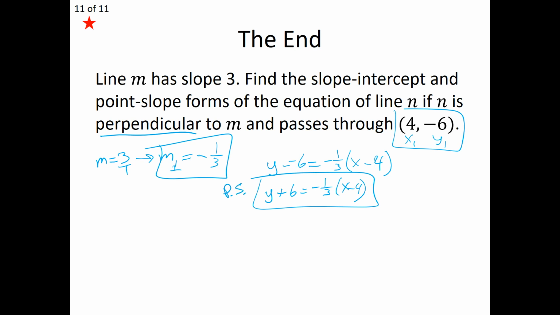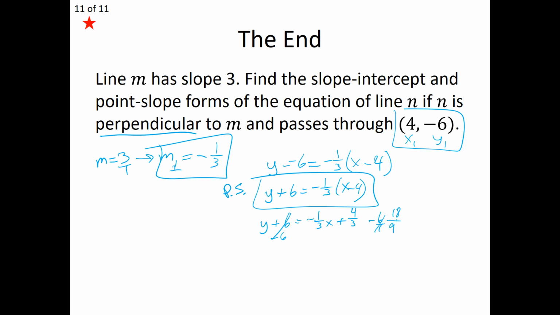And we can then find the slope-intercept form by solving for y. So distribute that negative 1/3 on the right, and then get y by itself. So y plus 6 equals, distribute the negative 1/3 through, you get negative 1/3 x plus 4/3. Now that means when we subtract 6 on both sides, we need to turn 6 into a common denominator of 3. So we can turn 6, then multiply the top and bottom by 3.